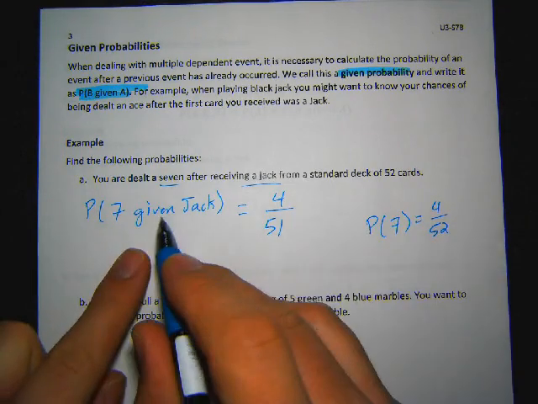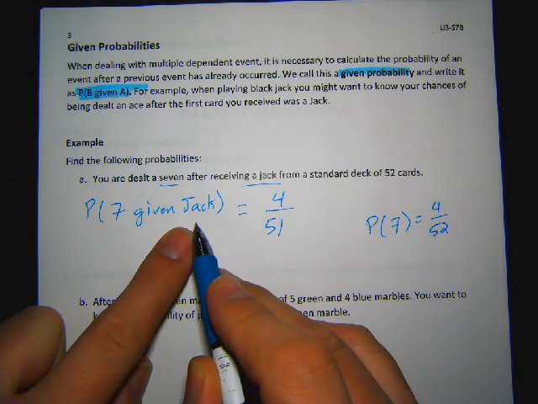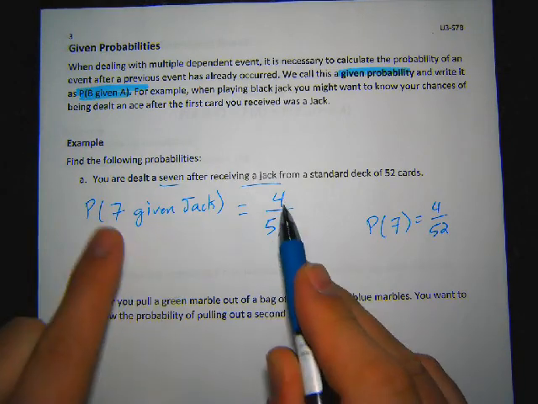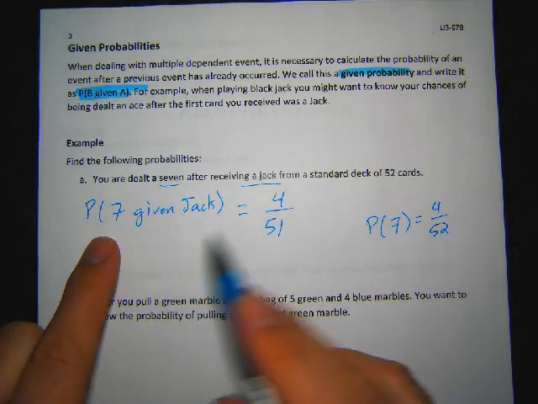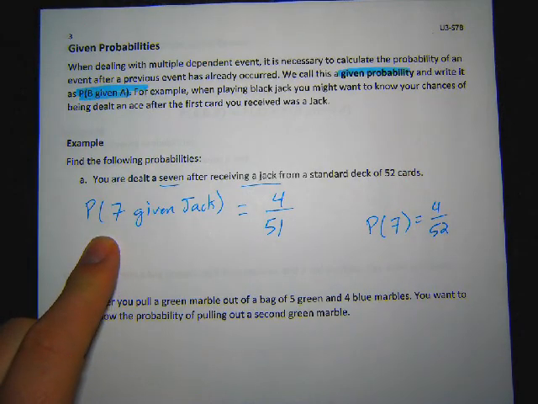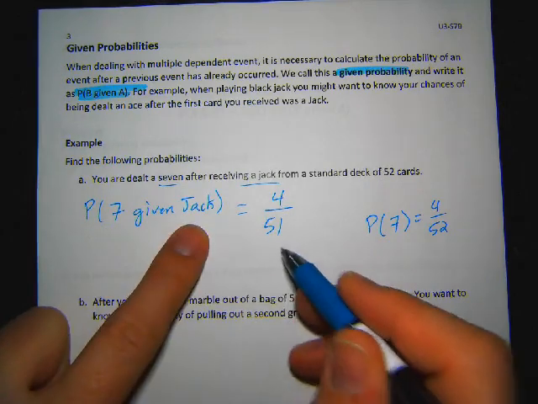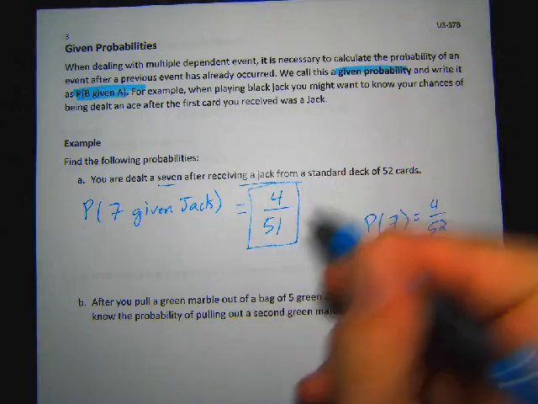But the given probability, we're saying, okay, we already got the jack out, so what's different now is there's less cards. There's only 51 because the jack got pulled. There's still 4 sevens, so we didn't pull the 7, we pulled the jack. If this had been like 7 given 7, then you would have fewer 7s because we pulled a 7. But here we pulled the jack, leaving all 4 sevens, but there's now only 51 cards. So this would be your answer. I don't believe that one simplifies at all.